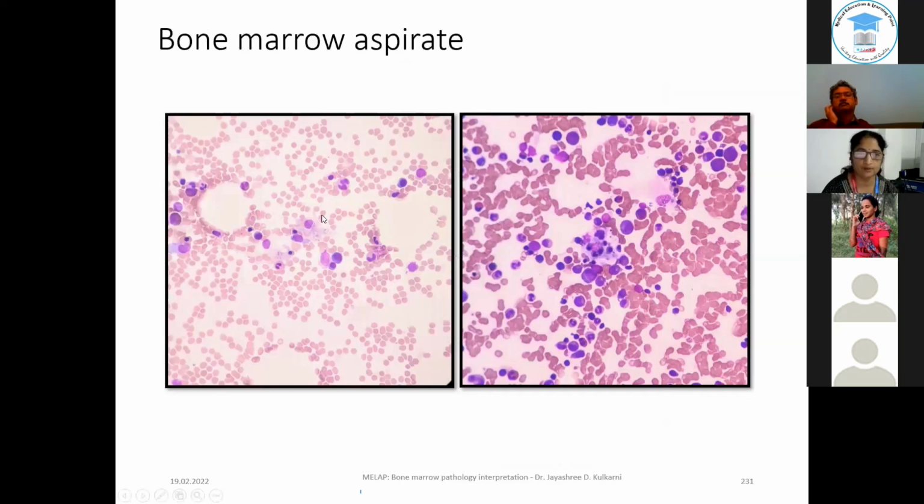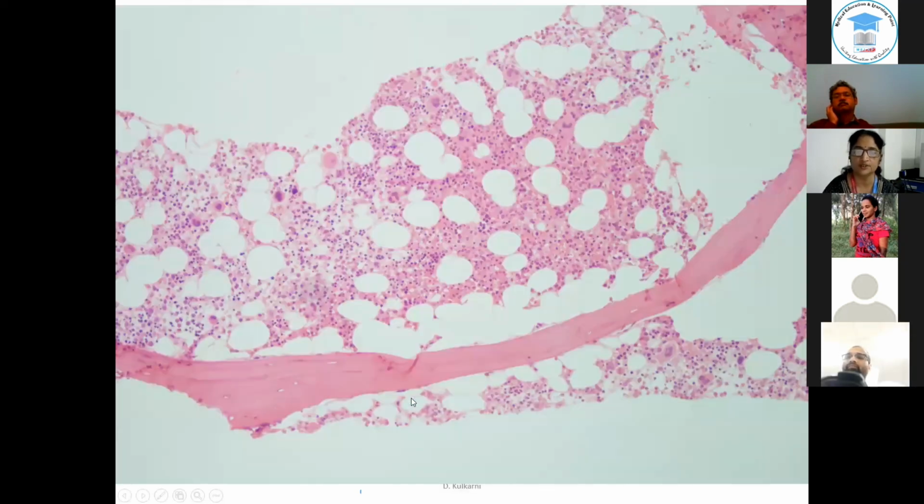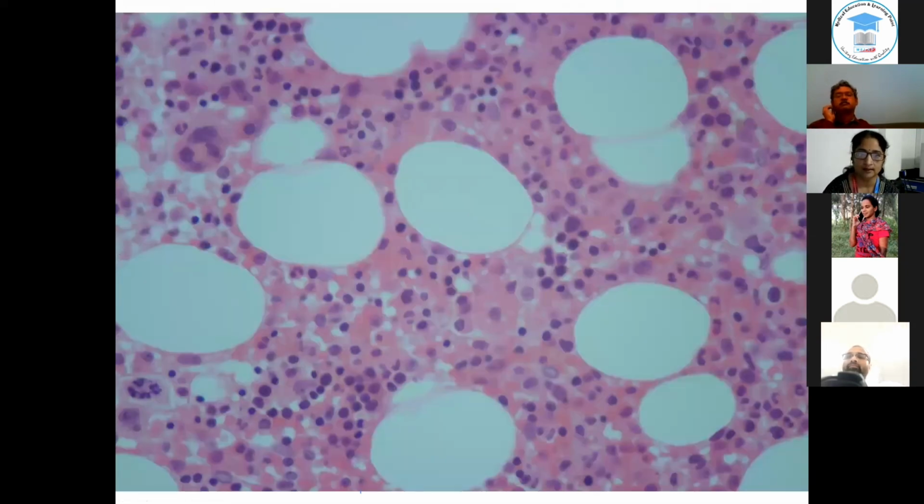On the bone marrow, some histiocytes here with debris, some histiocytes here which have engulfed the normoblasts. Here there is an eosinophil inside the histiocyte, a neutrophil inside the histiocyte, RBCs inside the histiocytes. So these are all features of your hemophagocytosis. This is a bone marrow biopsy, quite cellular. We really can't appreciate hemophagocytosis on the biopsy.